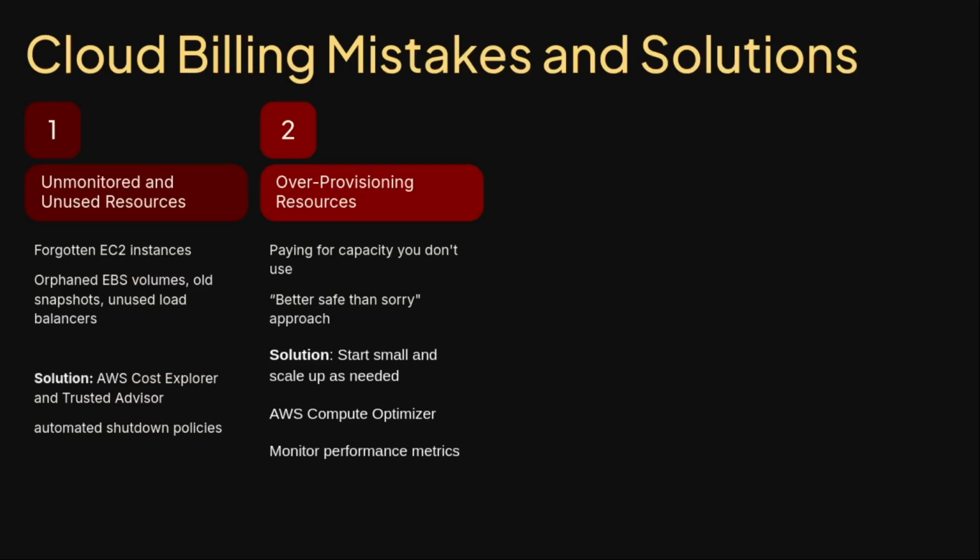Start small and scale up when needed. AWS Compute Optimizer is your friend here. It analyzes your usage patterns and makes right-sizing recommendations. Remember, you can always scale up in minutes if needed, but those oversized instances are costing you real money every hour they run.